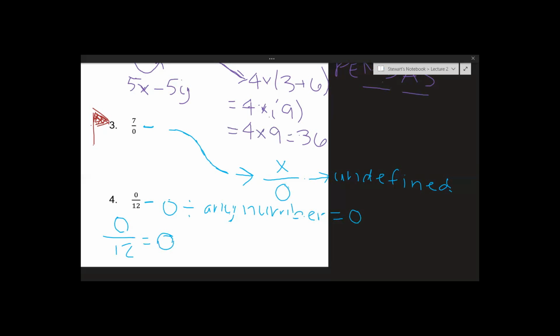Just keep in mind, this is 0 divided by any number except for 0. You can't divide 0 by 0. That's a big undefined case as well. So just keep that in mind too. But that essentially covers this area.